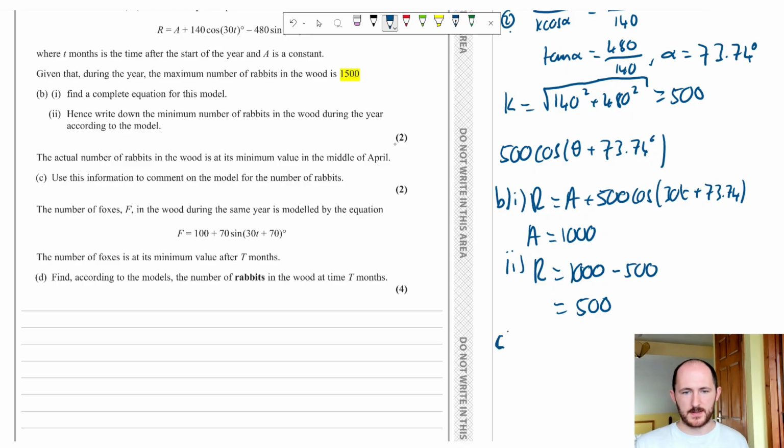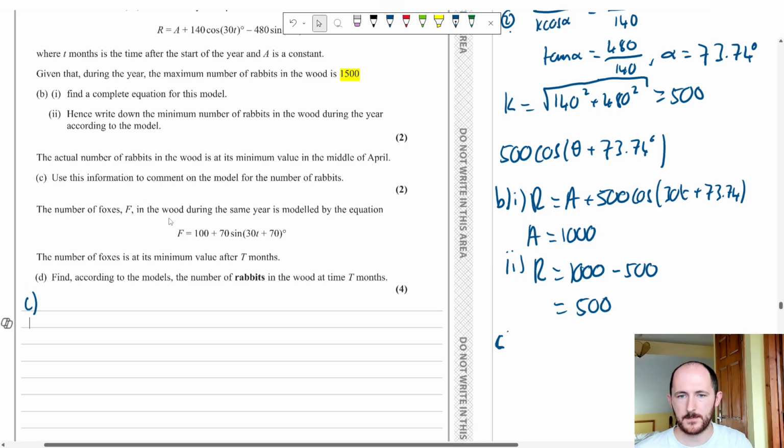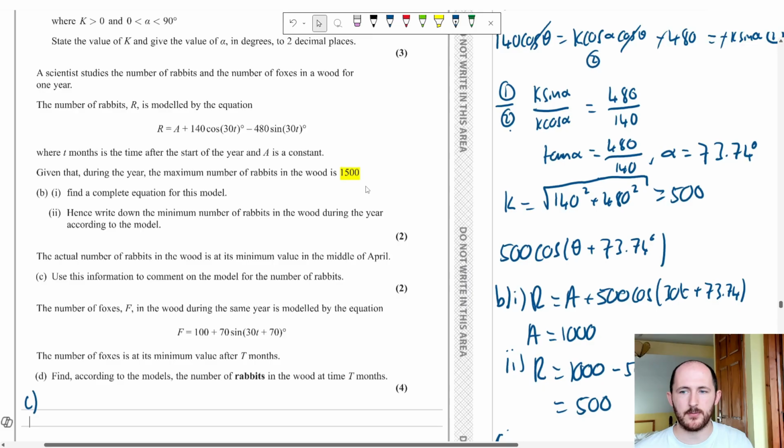In fact, we can probably do part C over here now. Part C. The actual number of rabbits in the wood is at its minimum value in the middle of April. Use this information to comment on the model for the number of rabbits. Okay, here's what I would do. The first thing that I would do is I would try and work out, when it says middle of April, what does that mean?